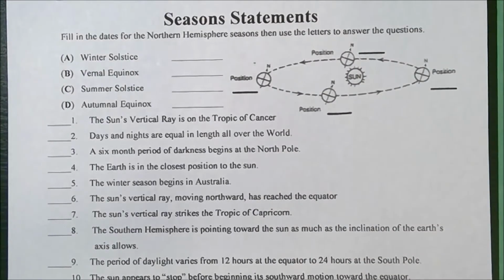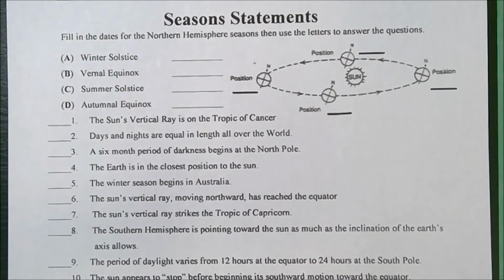Hello, this is Mr. Abbott again, and I'd like to help you work through this worksheet on season statements. If you look at the top, it gives you a diagram of the orbit of the Earth with the Earth at 4 positions, and it lists the seasons, and these are the dates for the Northern Hemisphere. You have to memorize these.